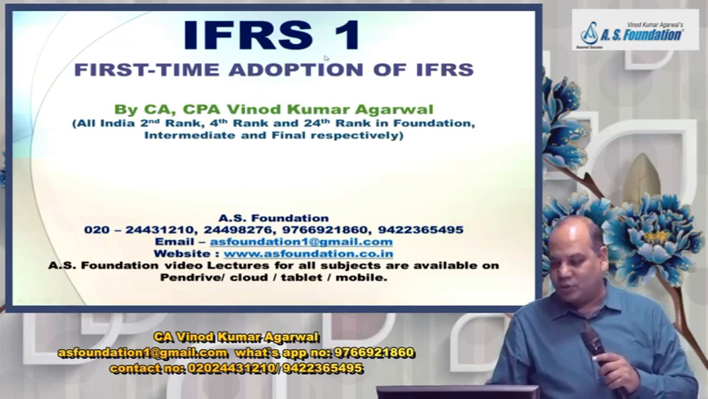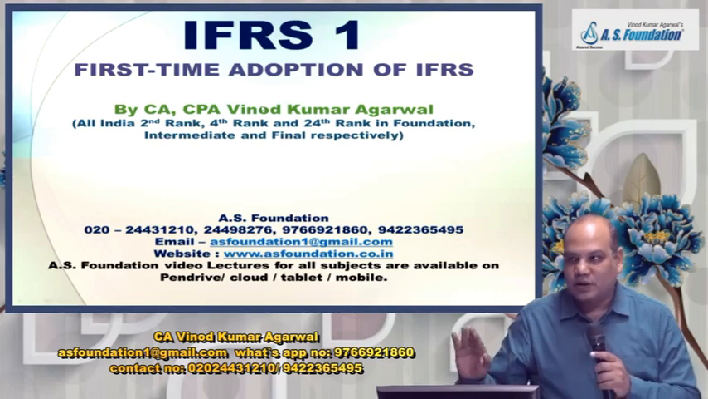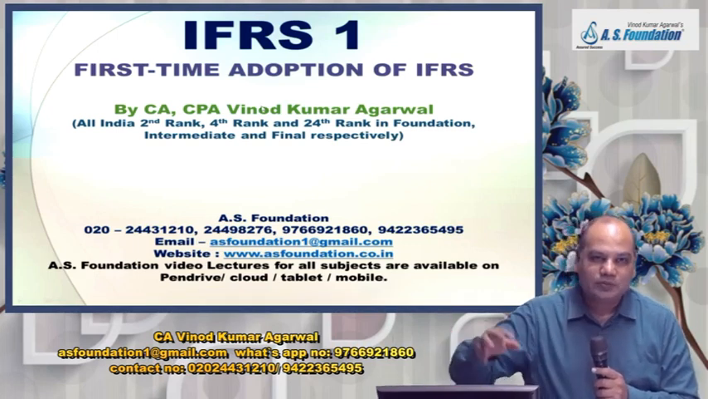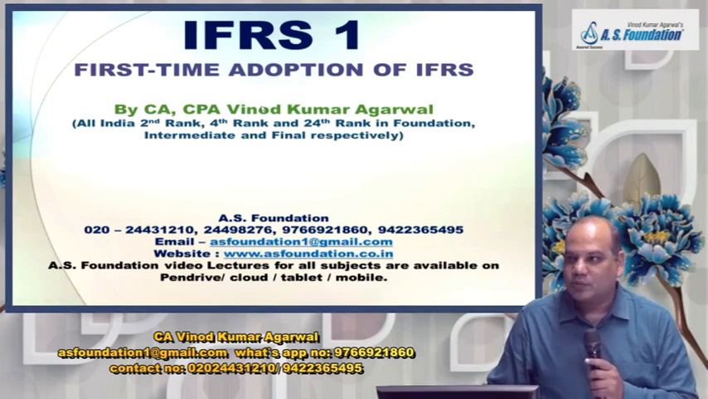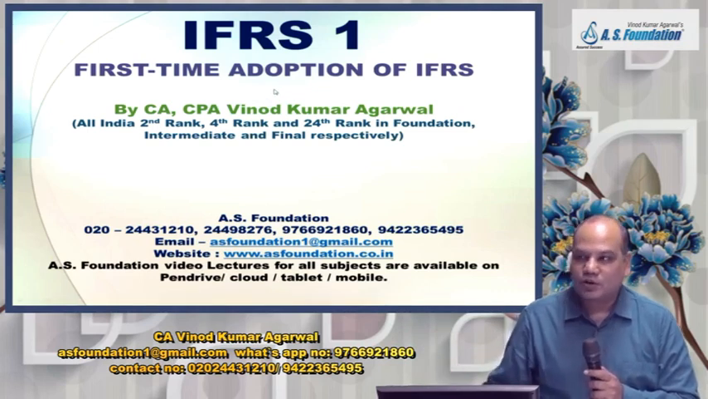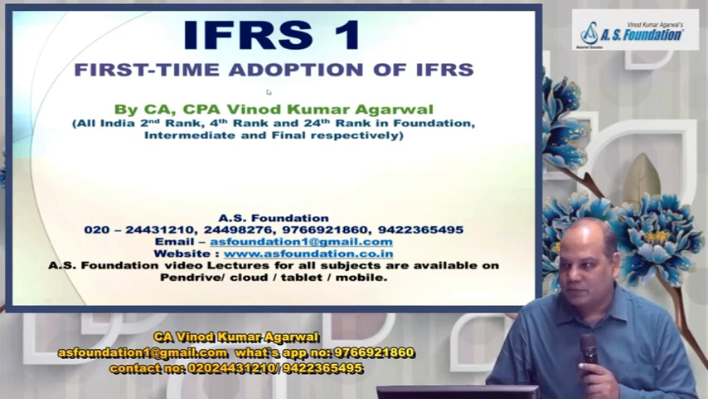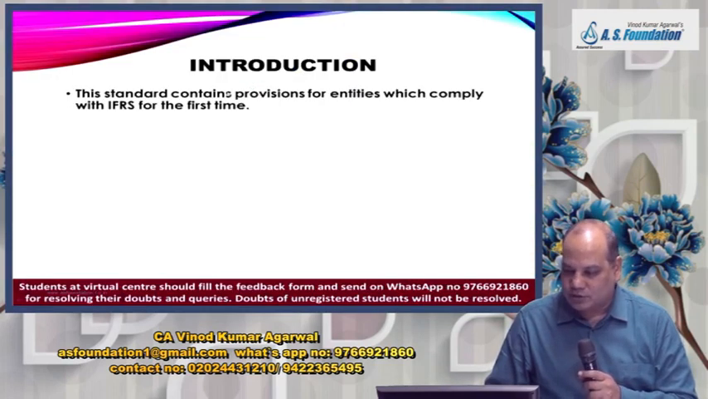Mandatory exemptions means those which are compulsorily exempted. So you don't have to apply IFRS with respect to those items with retrospective effect. And optional exemption means either you can apply retrospective effect or you can apply prospective effect. So that is IFRS 1, first time adoption of IFRS.